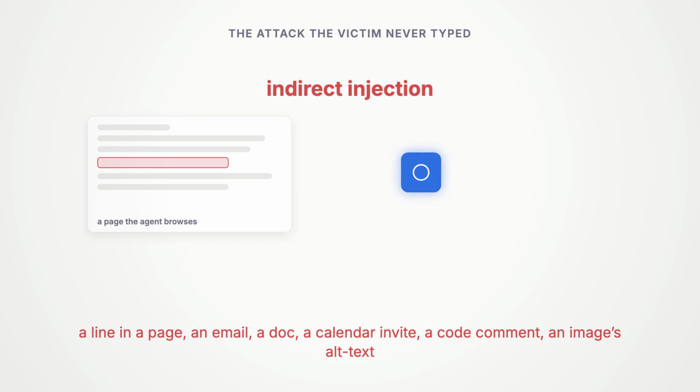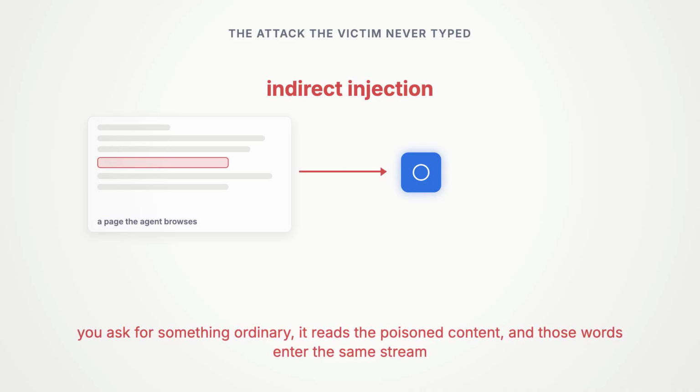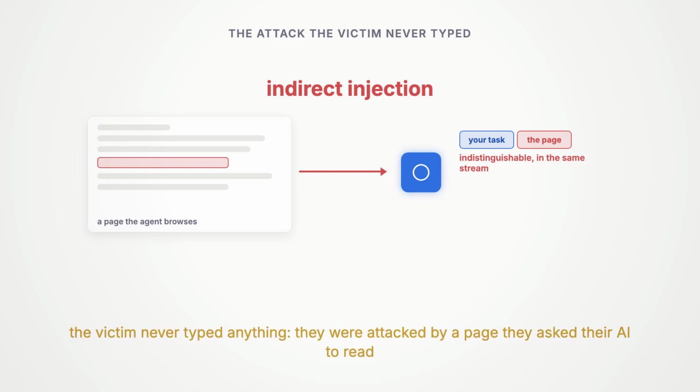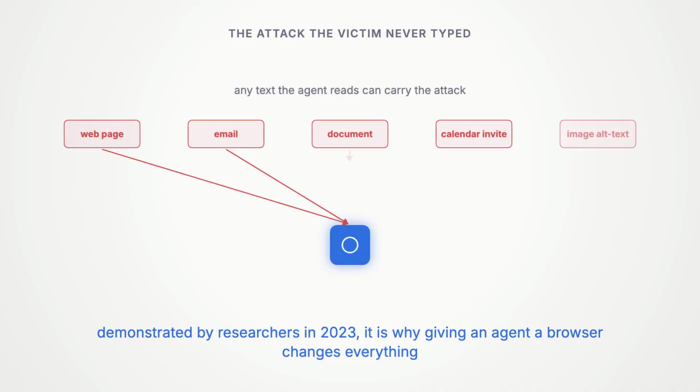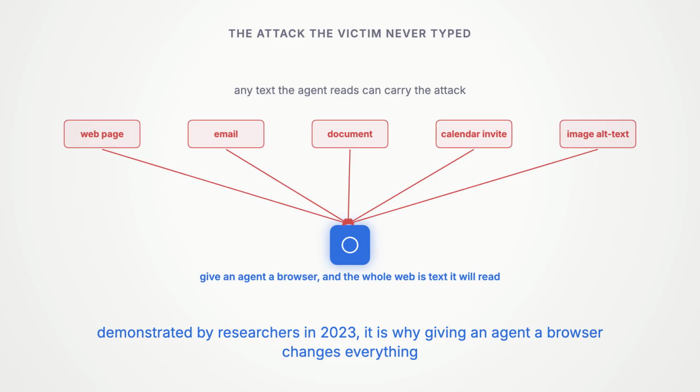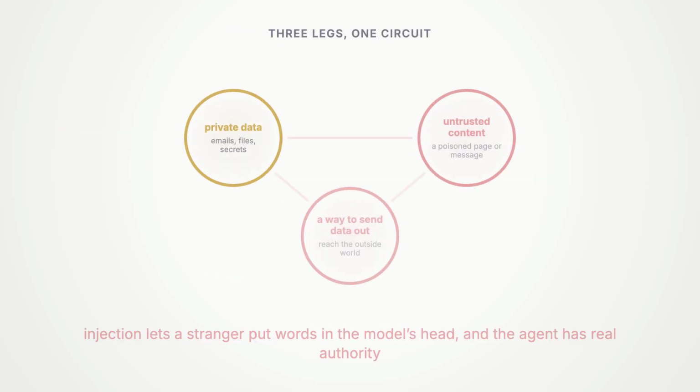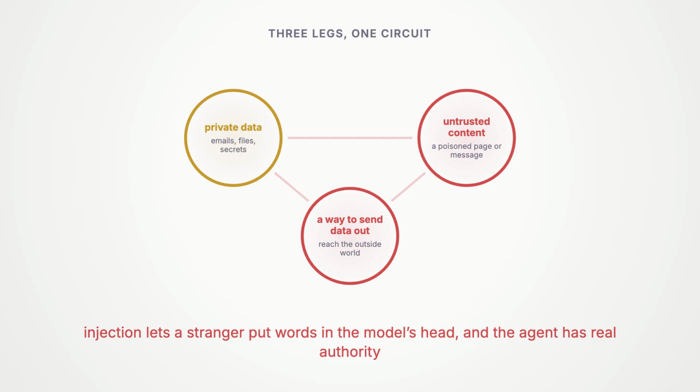You ask your assistant to do something ordinary. It goes and reads the poison content as part of the job. And the moment it reads those words, they enter that same flat stream as if you had said them. The victim never typed anything. They were attacked by a page they asked their AI to look at. This was demonstrated by researchers back in 2023, and it is why giving an agent a browser changes everything. The web is full of text the model will obediently read.